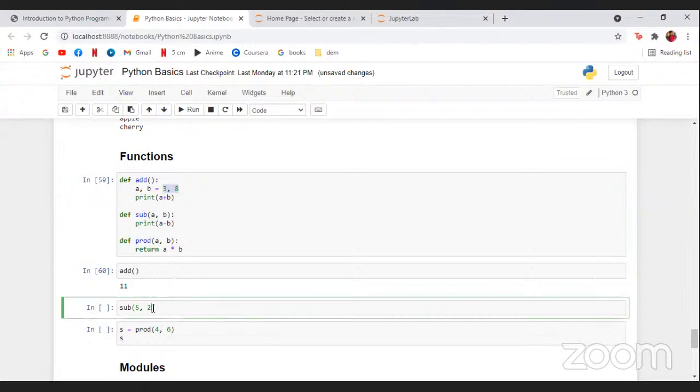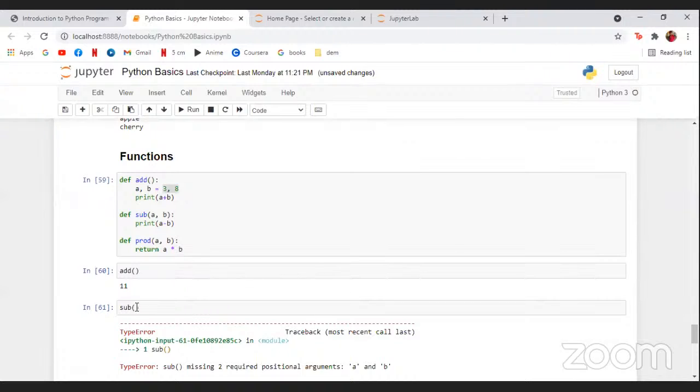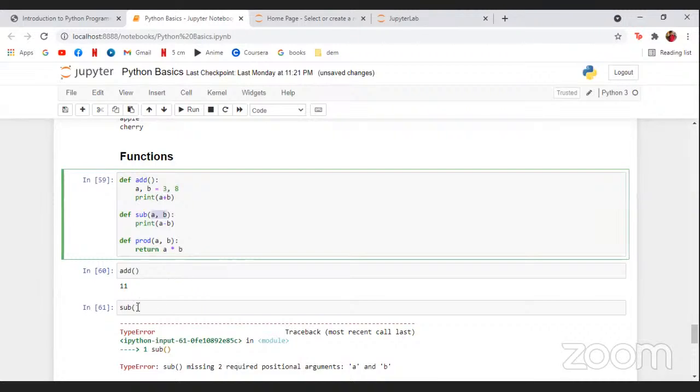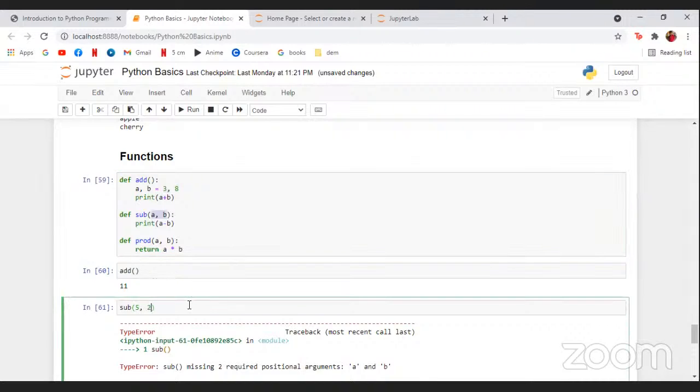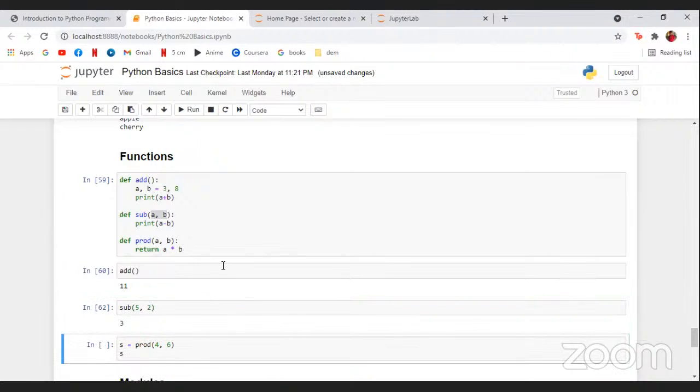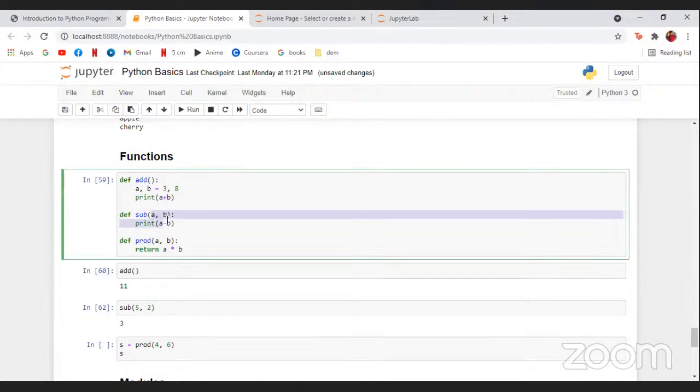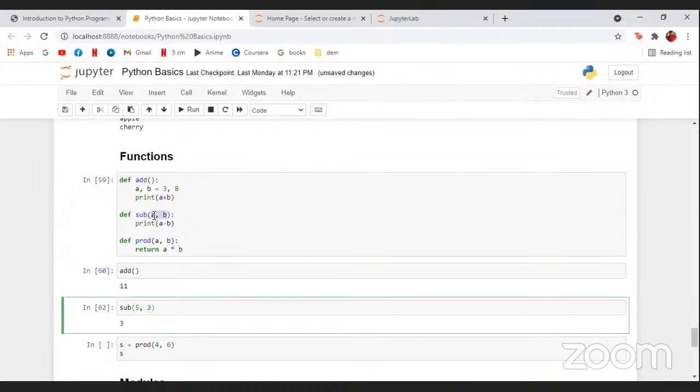But for subtract, if I don't give any numbers and I just call sub, I'll get an error because here I've specified that you have to pass two values as arguments. The numbers you want to subtract are what you will pass here. If I pass those numbers, I get 5 minus 2, 3. How this works is, when I say sub, it automatically finds the function named sub somewhere in this notebook, and it's here. Then it sees that sub has two arguments, so it replaces the value of A with 5. So you get A equals 5, B equals 2. And this happens only when you run the function. This doesn't happen before you call the function.